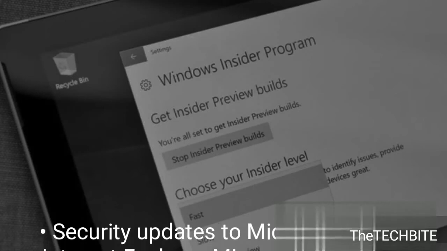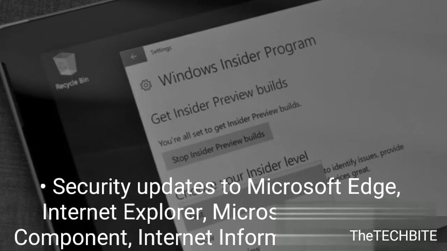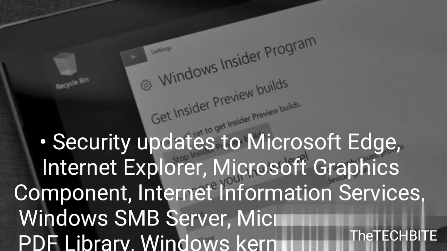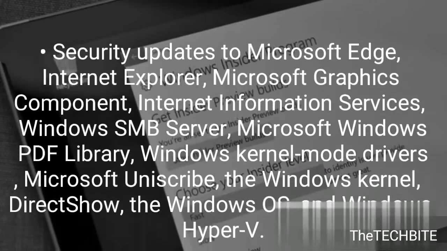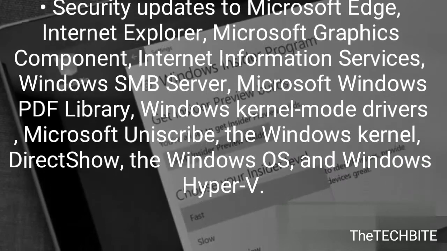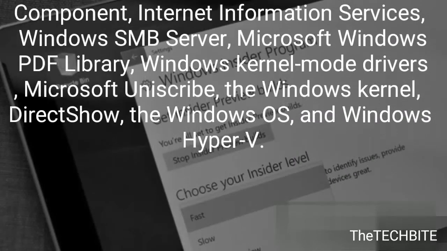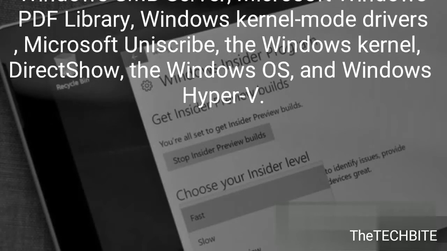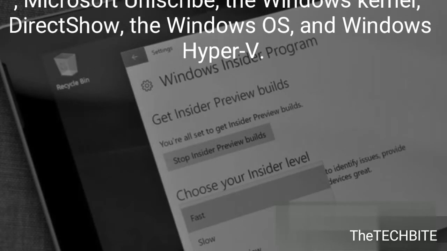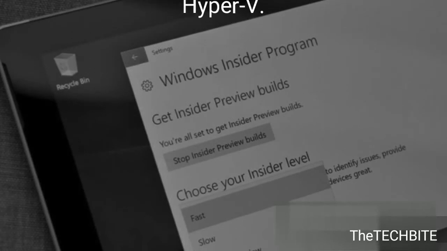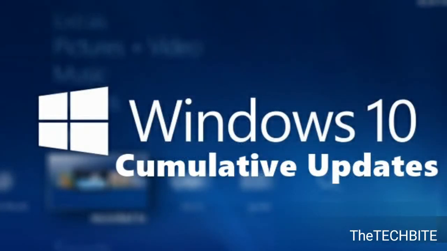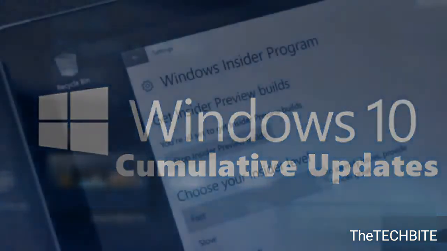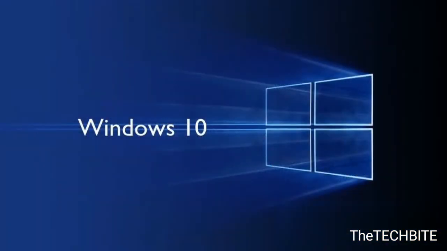Security updates to Microsoft Edge, Internet Explorer, Microsoft Graphics Component, Internet Information Services, Windows SMB Server, Microsoft Windows PDF Library, Windows Kernel Mode Drivers, Microsoft Uniscribe, the Windows Kernel, DirectShow, the Windows OS, and Windows Hyper-V. After skipping a month of updates due to some issues, Microsoft is back in full force providing new security patches to Windows 10 with this March 2017 Patch Tuesday release.